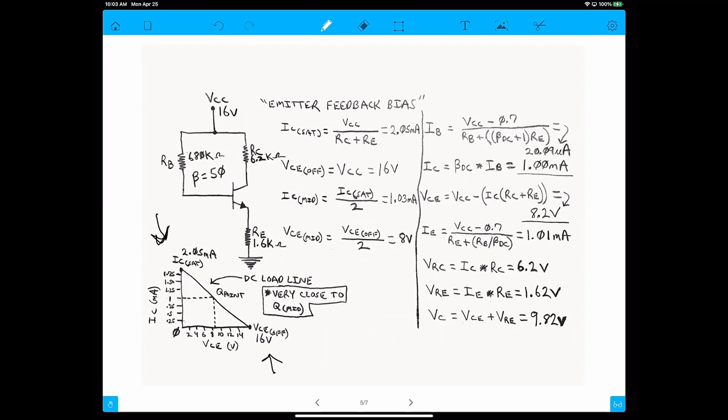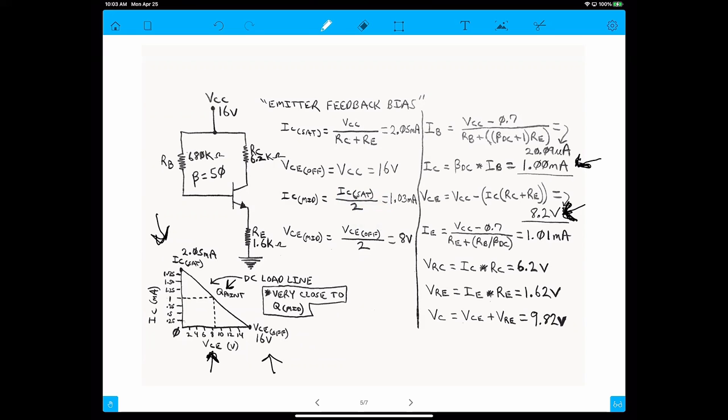If we put our VCE, which in this case is 8.2 volts, that 8.2 volts is almost right smack dab in the middle of our Q mid. So that's going to be right here, very close to our middle point. And then of course our IC, which is right here, this is our 1 milliamp. And guess what? Half of that is our IC mid. So we are super close to the Q midpoint. Our Q point here is almost right on the money for our Q mid. So in this case, the circuit is working very well.